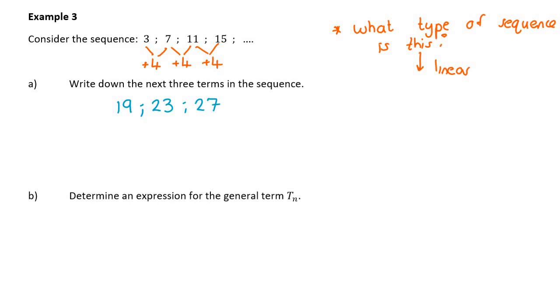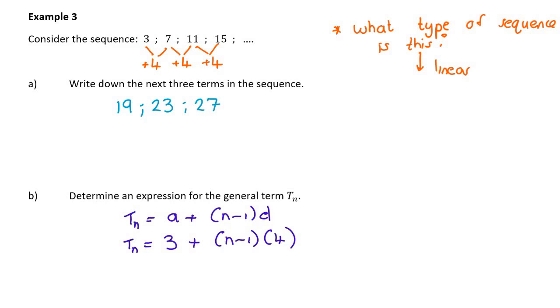Can I determine an expression for Tn? Well, this is where it's really nice because you don't actually have to think much, because we have derived a formula. The formula for any linear pattern is a plus (n minus 1)d. So Tn in this case: a is the first term, so that's 3, and it's (n minus 1) times 4 because our difference is 4.